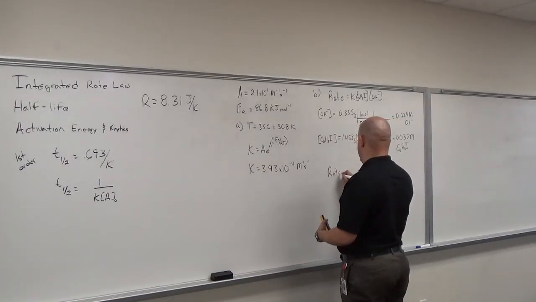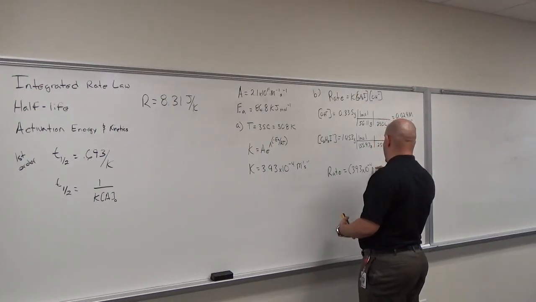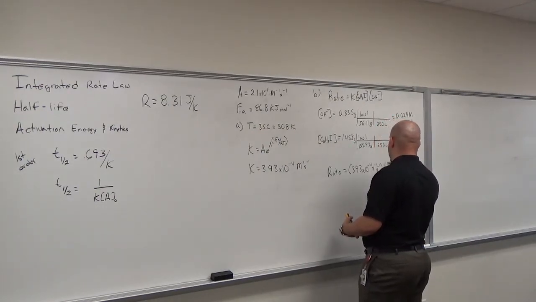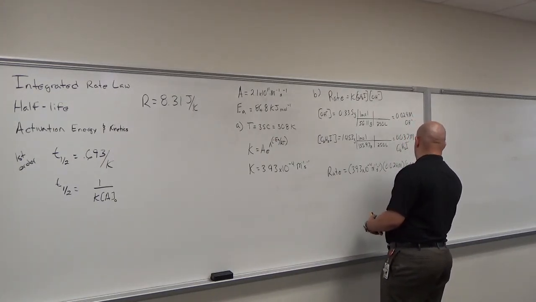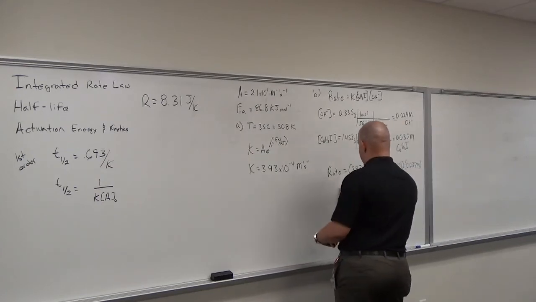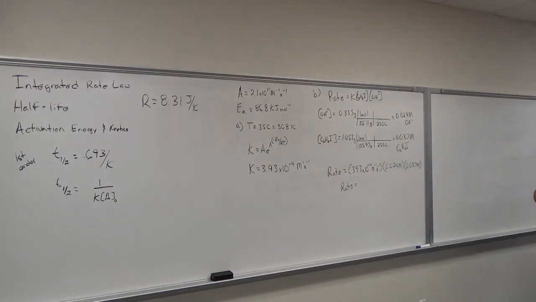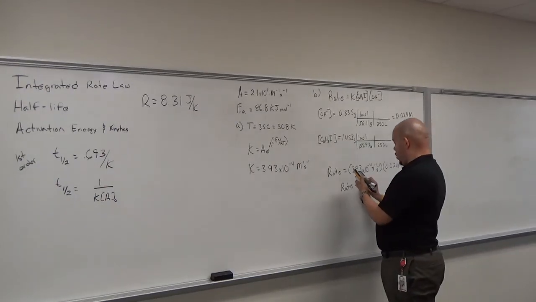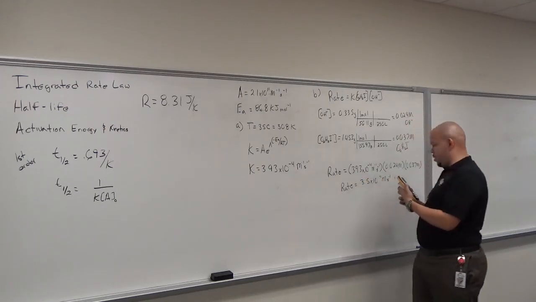Initial rate is equal to 3.93 times 10 to the negative 4 molar negative 1 second negative 1 times 0.024 molar times 0.037 molar. So rate, therefore, is equal to the product of these, 3.93 e to negative 4 times 0.024 times 0.037. That's 3.5 times 10 to the negative 7 molar per second.